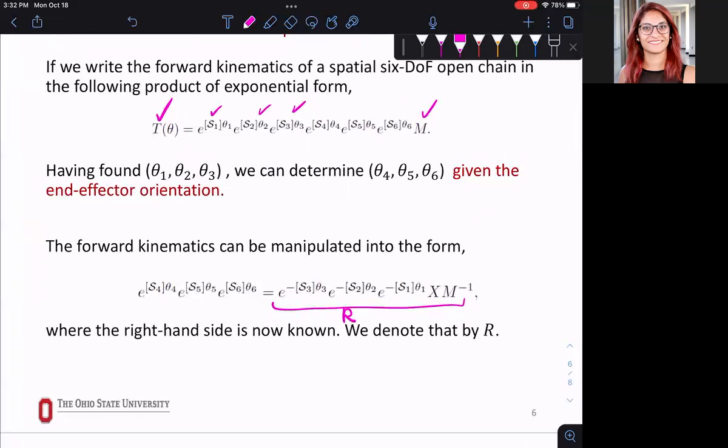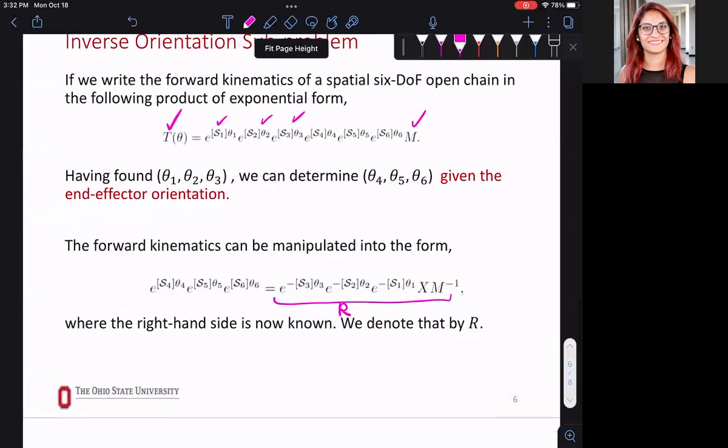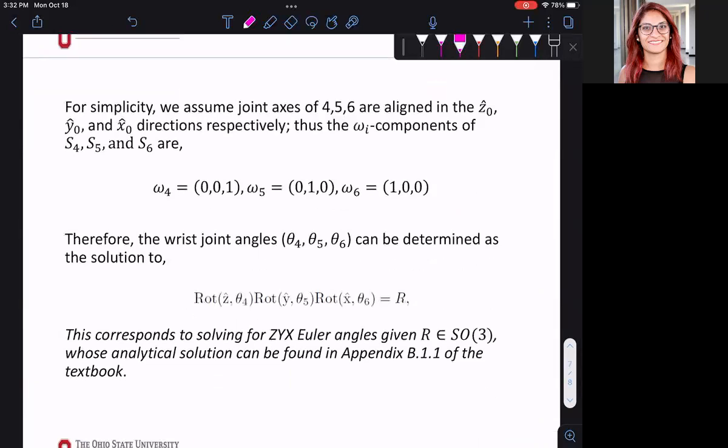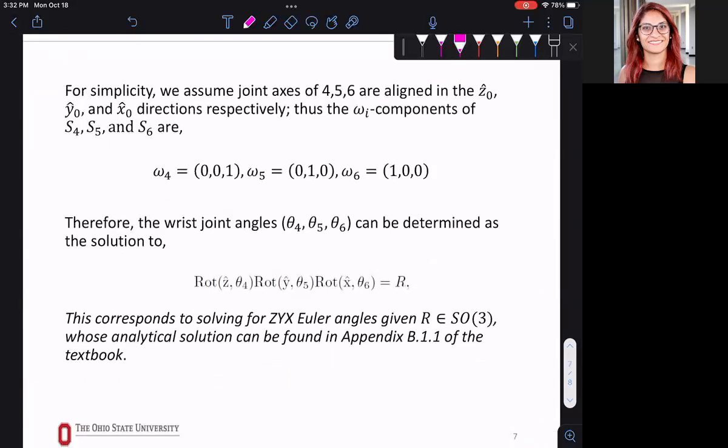Now we have e to the power of theta 4, like these three expressions equal to a rotation matrix that we know what is. Again, this is 4x4, right? So it has rotation and a position up to that point. So when I call it R, I mean elements of orientation exist in this.